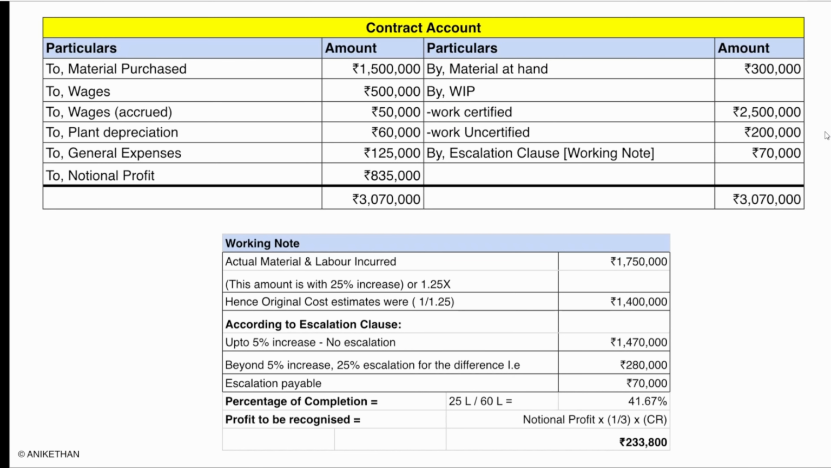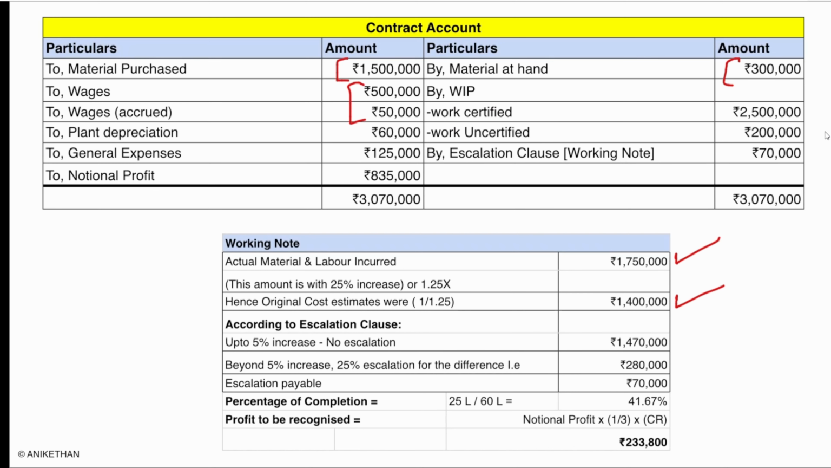Actual material and labor incurred. So actual material is 15 lakh minus 3 lakh, which is 12 lakh. Then wages accrued 5.5. So total is 17.5 lakh. This amount is already with a 25% increase in price. So I have to reduce it by 25%. I will get the original cost, which is 14 lakh.